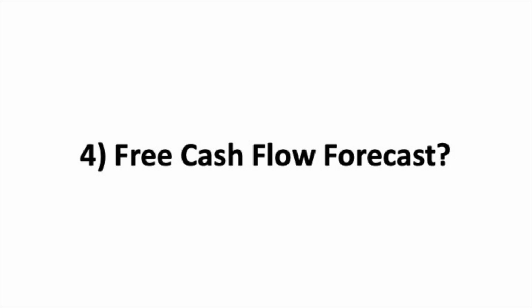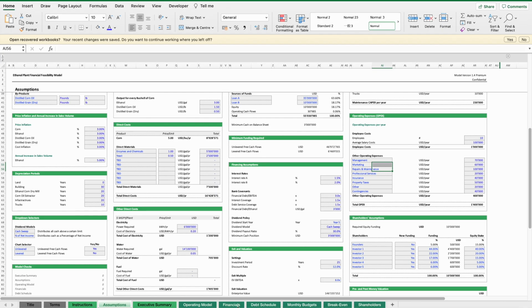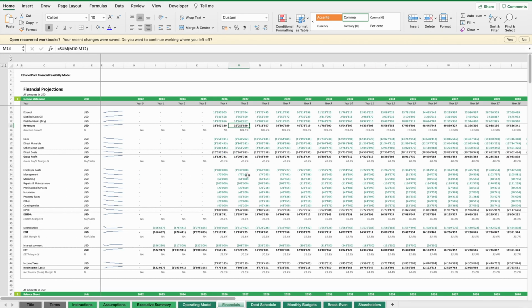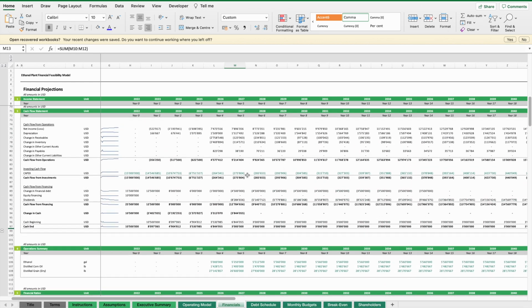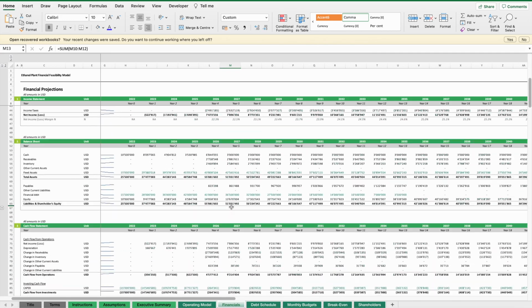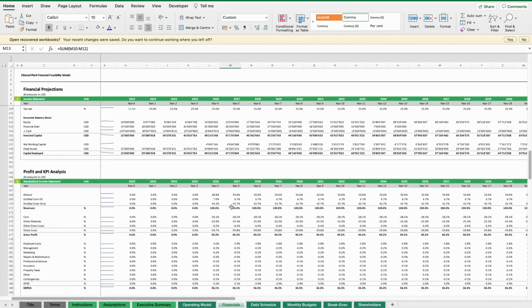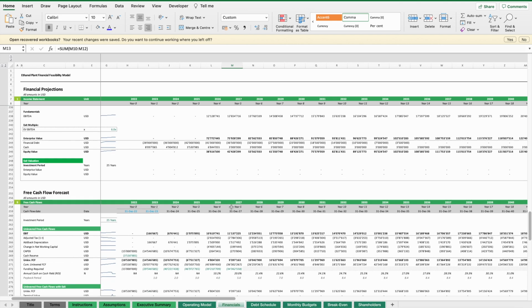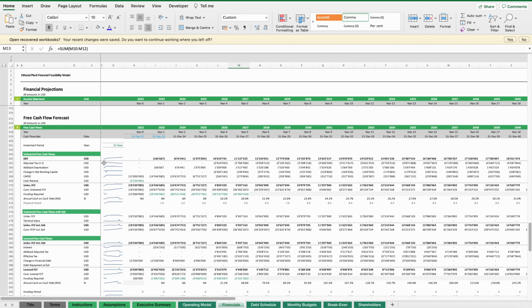Number four, free cash flows. How will the free cash flow forecast look like? In order to answer this question, we need to build a comprehensive forecast. And when doing this, we need to basically pull together the profits and then translate this into free cash flows.